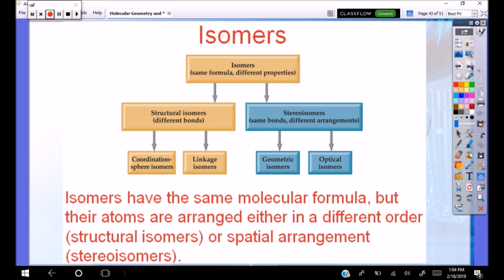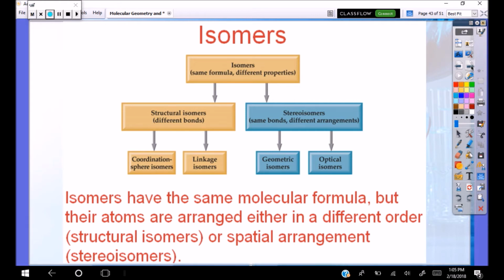So this is when we're looking at something called a linkage isomer or a coordination sphere isomer. I'll show you some pictures of linkage isomers in a minute. We also have stereoisomers, where they have the same bonds but different arrangements. So this refers to geometric isomers and optical isomers. Optical isomers means that they are optically active. We won't really focus on that too much, but I'll show you some examples of geometric and optical isomers.